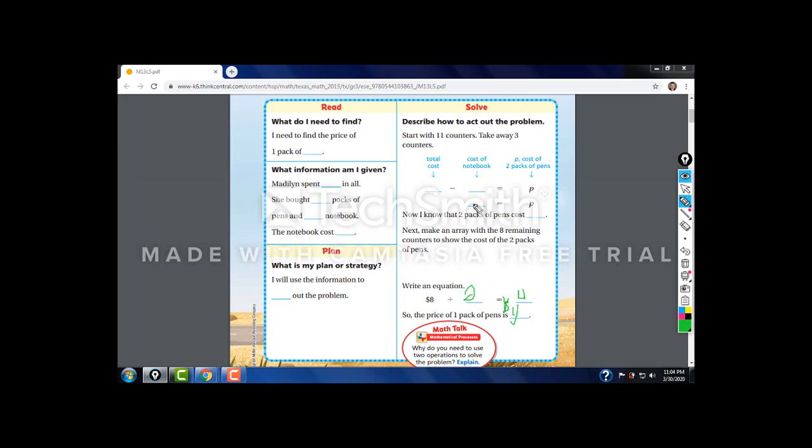Okay? So notice what we did. We took the total cost, which was 11. We subtract the cost of the 1 notebook, which was $3. We came up with 8. We know that 2 packs now cost $8. We know that she bought 2 packs. So there's my equation right there: 8 divided by 2 equals 4. So each pack of pens costs $4. So again, start with your total and then work with whatever information they're given.